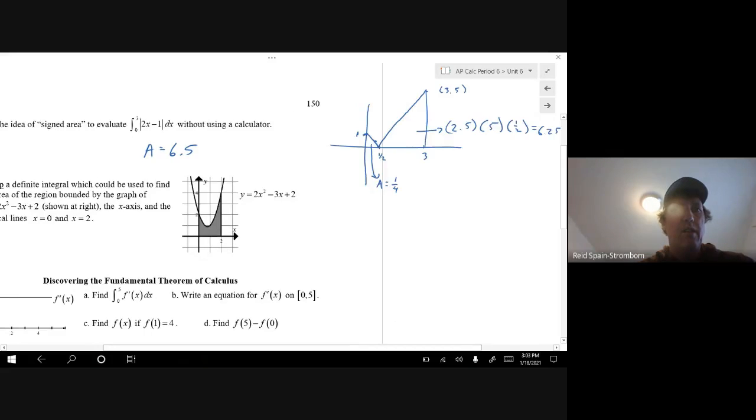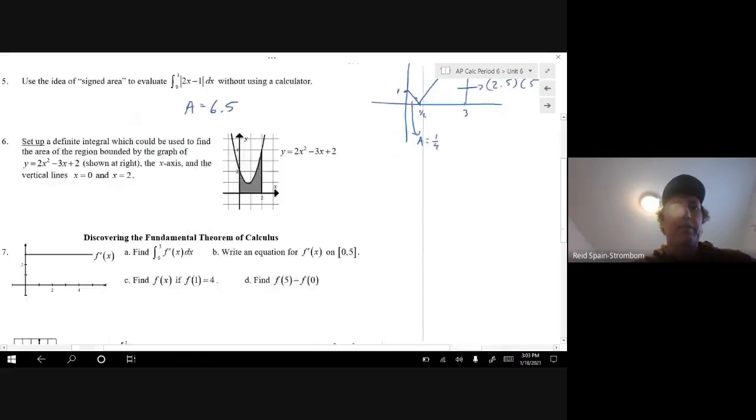Now, if we want to set up a definite integral, so here we just want to say, what would you type into a calculator if you want to find the area of our shaded region, and our curve is y equals 2x squared minus 3x plus 2, and we're going from 0 to 2, well, we could go ahead and write that as the integral from 0 to 2 of 2x squared minus 3x plus 2. We're going to put parentheses around it and our dx, and that is going to actually give me my area.